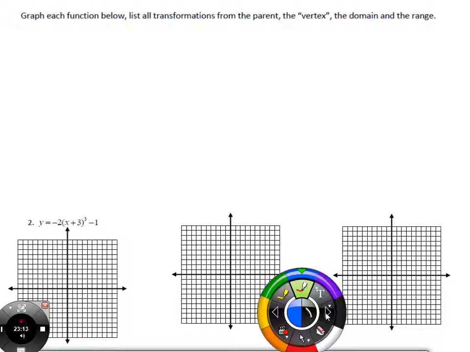So here's an example of a cubic. Okay? It's going to be a little less complicated because we don't have a horizontal stretch or compression. We only have a vertical one. Okay? So what we do have, we have a vertical reflection.